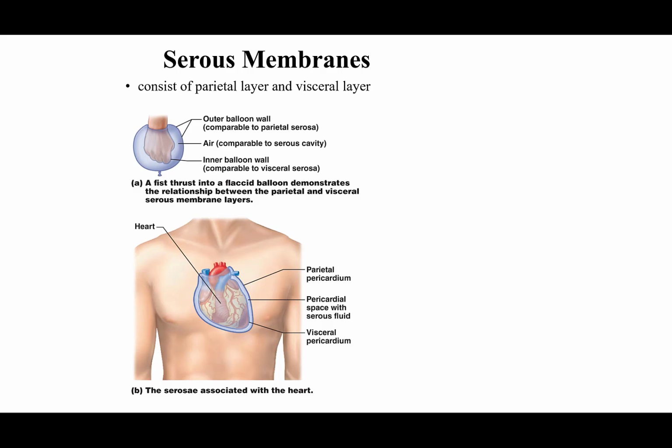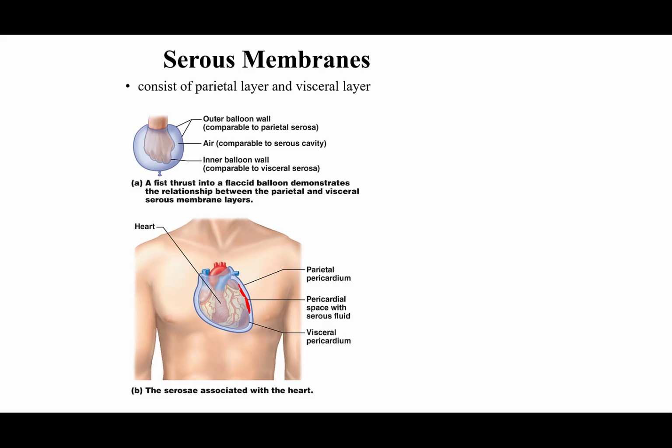These membranes have two layers, the parietal layer and the visceral layer. Visceral means that this is the inside layer that touches the organ itself, which in this case you can see is this layer right here. The parietal layer is the outer layer of the membrane that touches the wall of the cavity. You can think of it as punching a balloon. The balloon layer that touches your hand is the visceral layer, and the outer layer that you can touch with the other hand is the parietal layer.